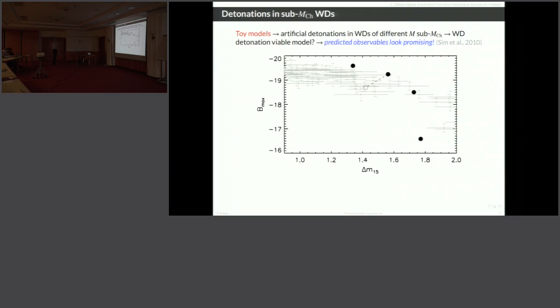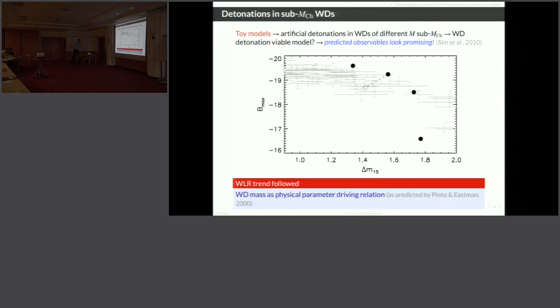So this is again data points in gray, models are shown here in black, and you get a trend in this direction. So you vary the peak luminosity and the delta M15, the decline rate of the light curve. So here, the width luminosity trend is followed, and it's connected to a very clear physical parameter that drives the relation, namely just the mass of the exploding object. And this was already suggested as the primary parameter giving rise to the width luminosity relation by Pinto and Eastman in 2000.